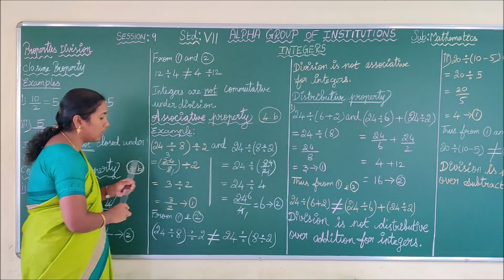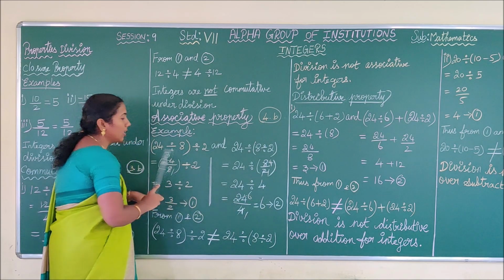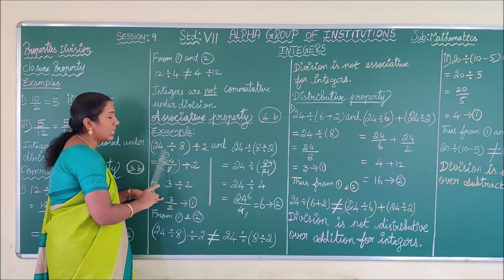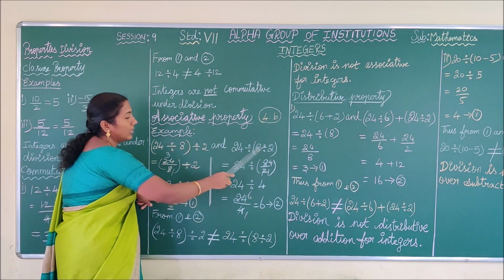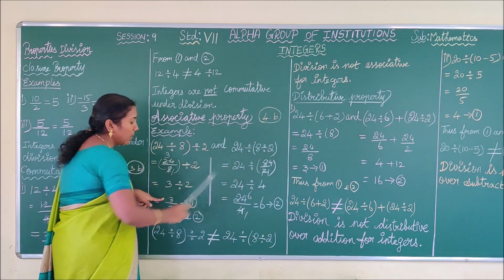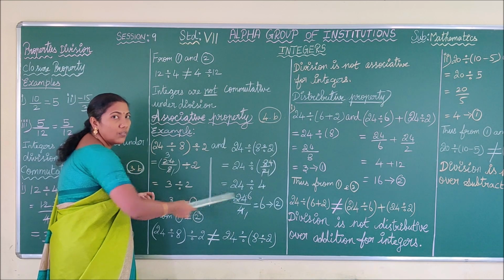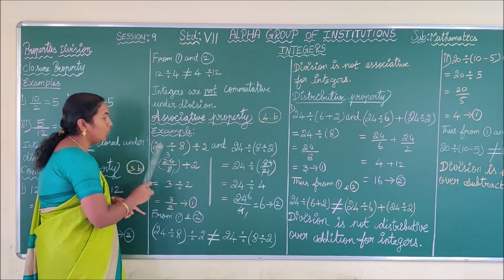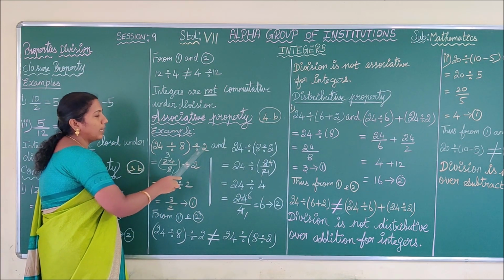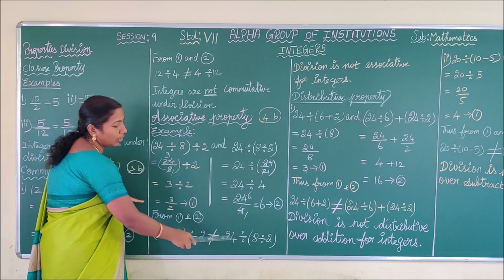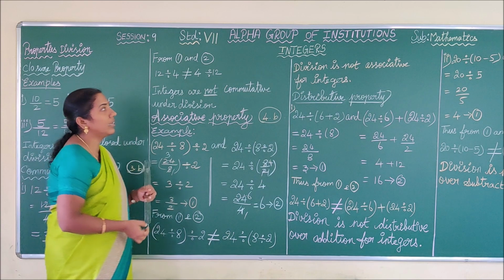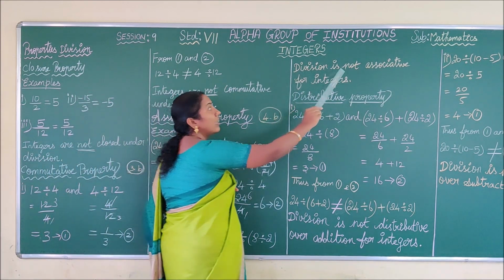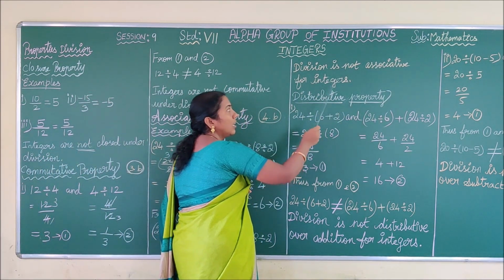Now compare equations 1 and 2. Here we have chosen the three integers. Here we operated on the first two integers first. Here we operated on the second and third integers first, but we get different answers. So we can conclude from 1 and 2, 24 divided by 8 divided by 2 is not equal to 24 divided by 8 divided by 2, with the brackets placed differently. Thus we can clearly say division is not associative for integers.